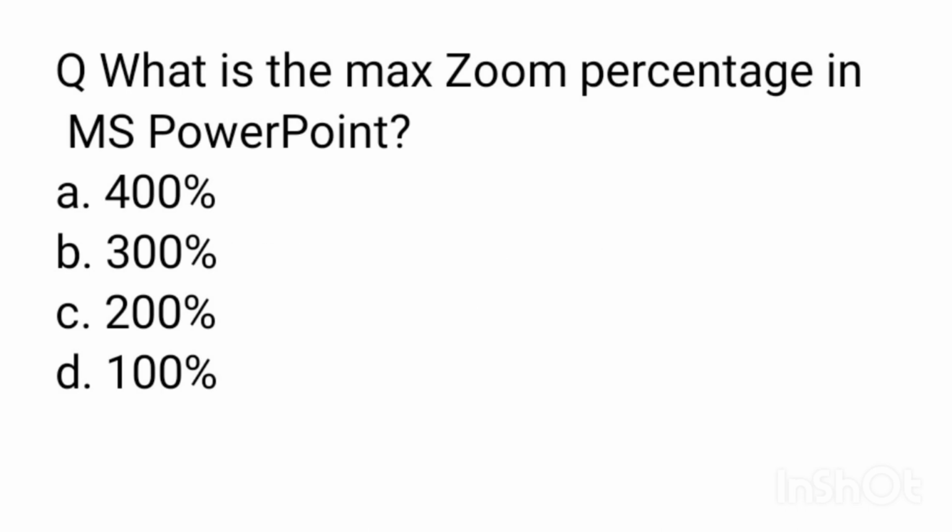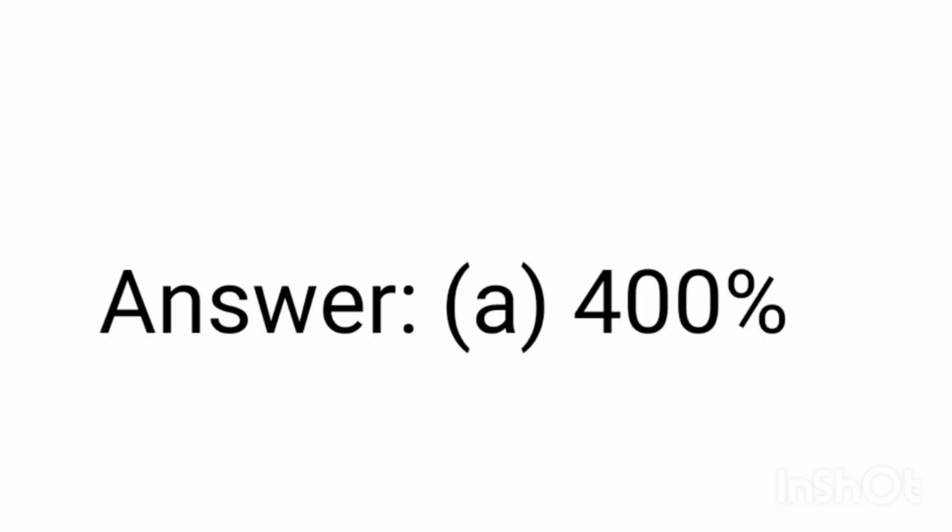What is the maximum zoom percentage in MS PowerPoint? Options are A. 400, B. 300, C. 200, D. 100. The answer is 400.